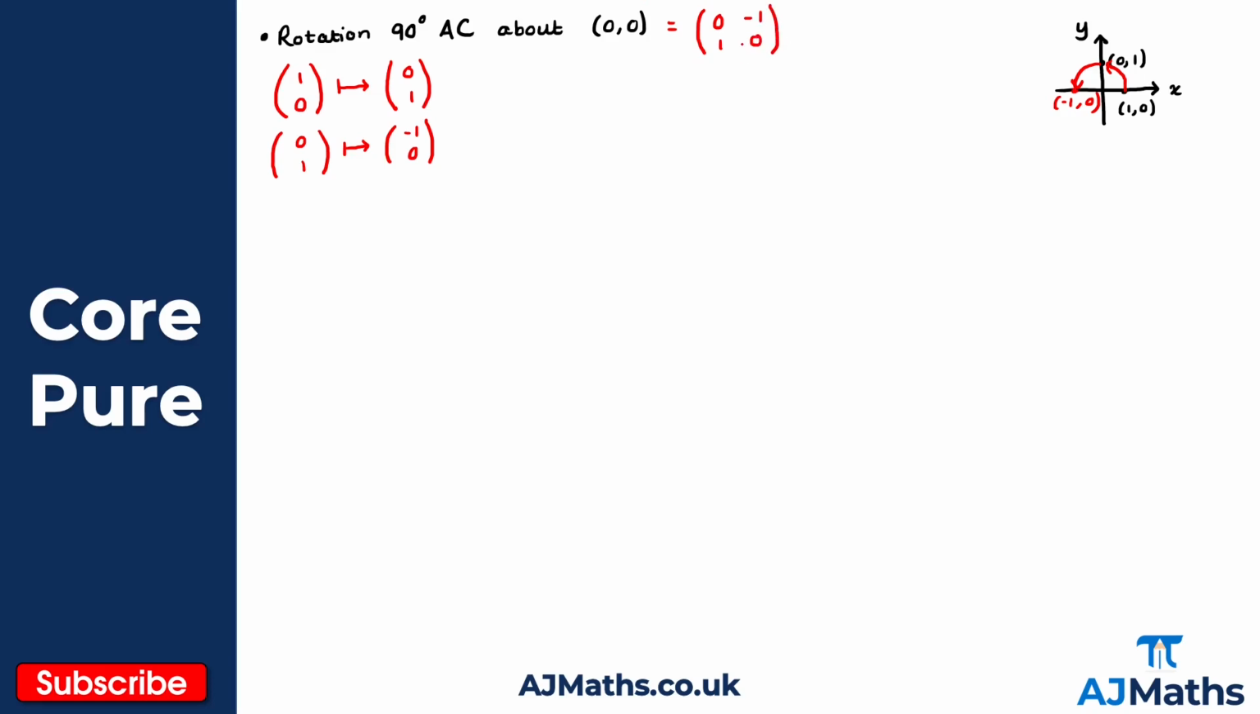Okay, so that's our first rotation. So now if I go back to my original pen color, what about a rotation of 180 degrees anti-clockwise about the origin?